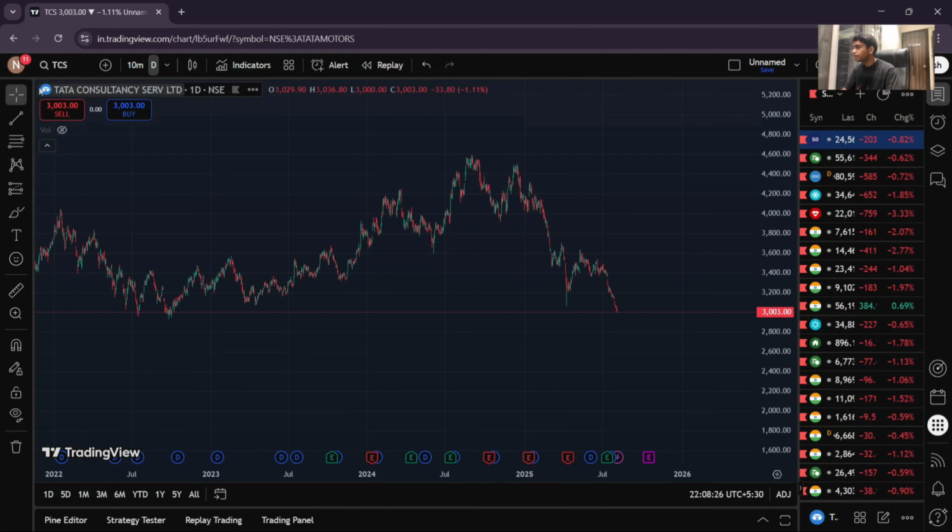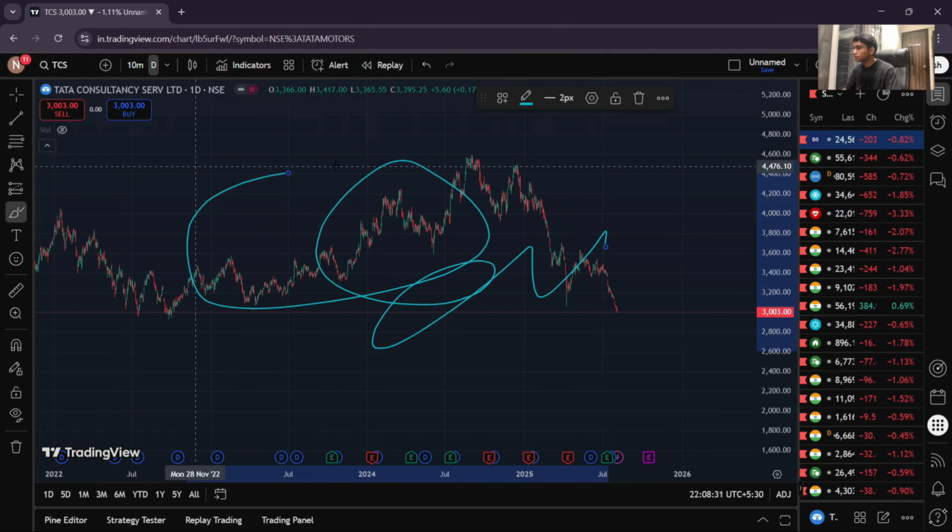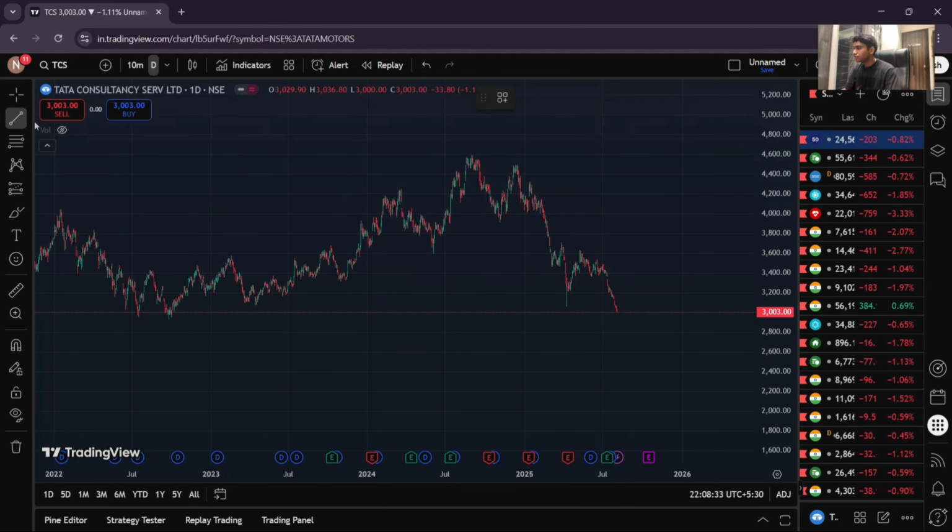So these are the things. This is the search bar. These are the tools, wherein, like, this is a brush where you can just draw something like this. Then there are lines wherein you can draw lines, but we don't want it right now. We are learning the basics, right? We don't want it right now.